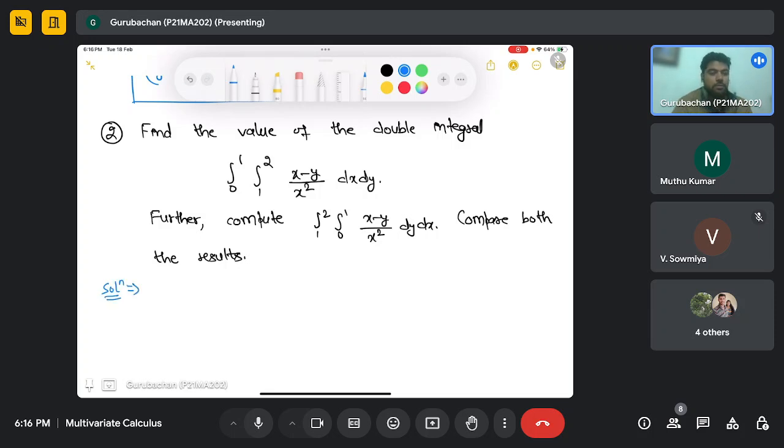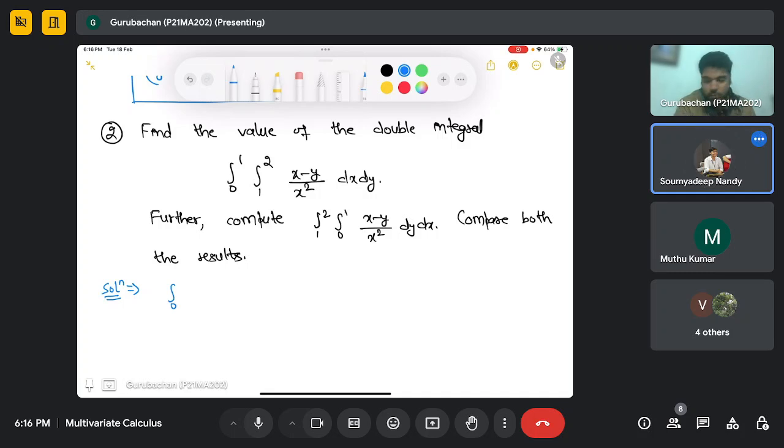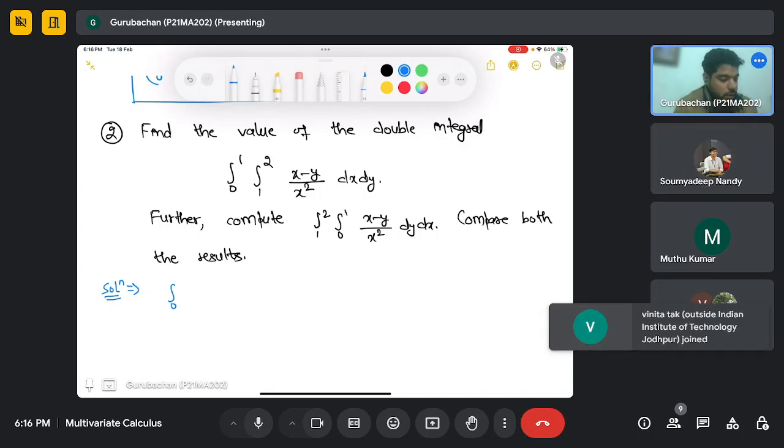Anybody get some answer? Split it into two terms, x by x squared minus y by x squared. So ln 2 minus 1 by 4. Yeah, correct answer.